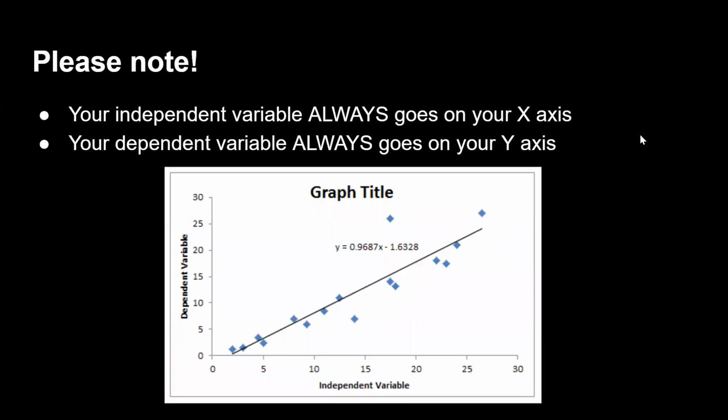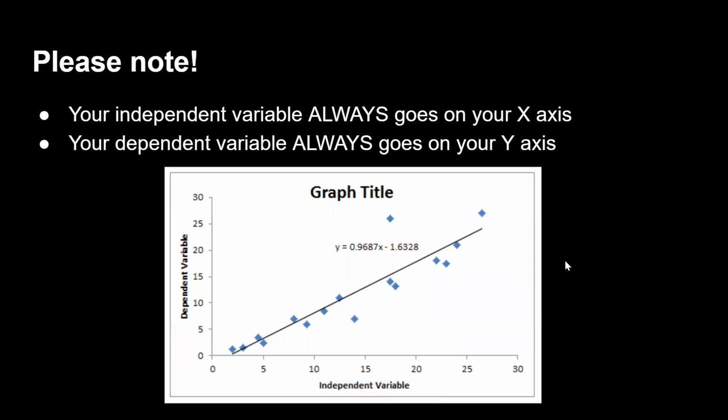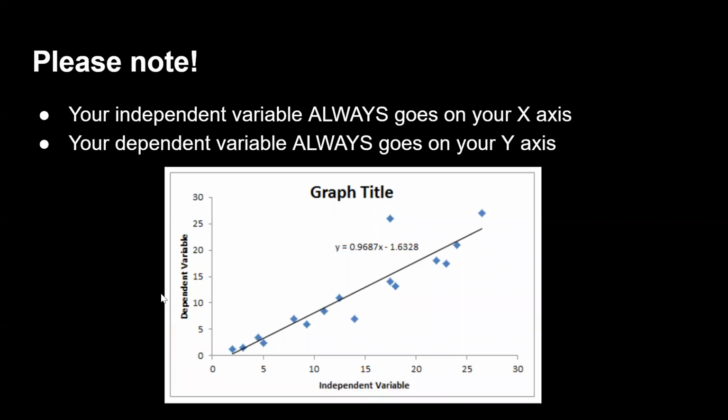One last thing that I want to make sure to talk about before the end of this presentation is that your independent variable always goes on your x-axis, and your dependent variable always goes on your y-axis. So you can see that in this generic graph here. Independent, always x. Time is generally an independent variable, so that's why, as I said before, time always goes on your x-axis. It's just where it belongs. Your dependent variable always goes on your y-axis, your vertical axis.